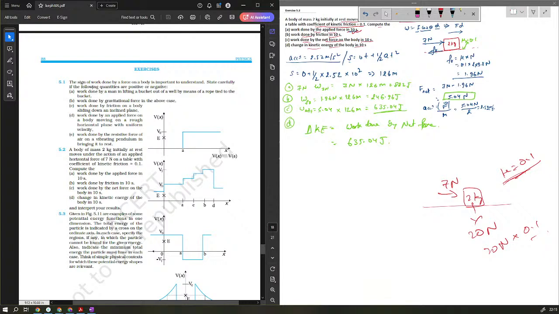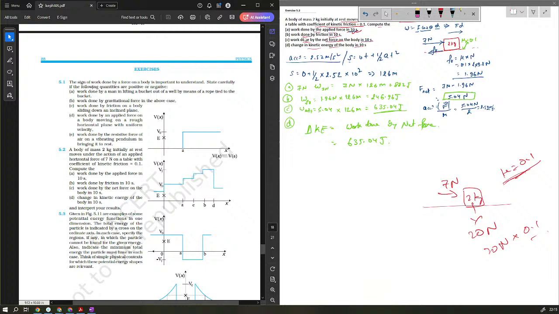A is the net acceleration, and T is the time duration again. So if we find the value of S, it comes out to be 126 meter. If we multiply 7 Newton with the displacement, we get 882 joule. That is the work done by the applied force in 10 seconds.